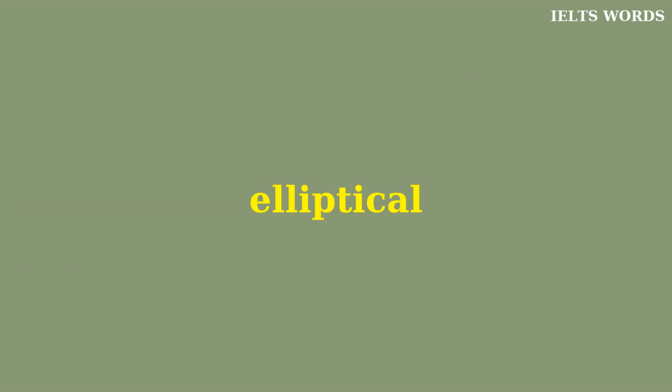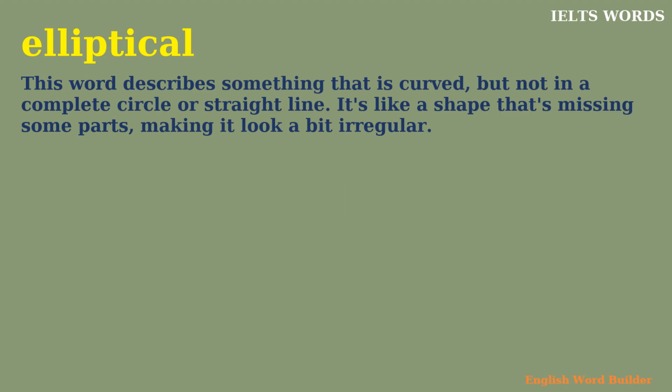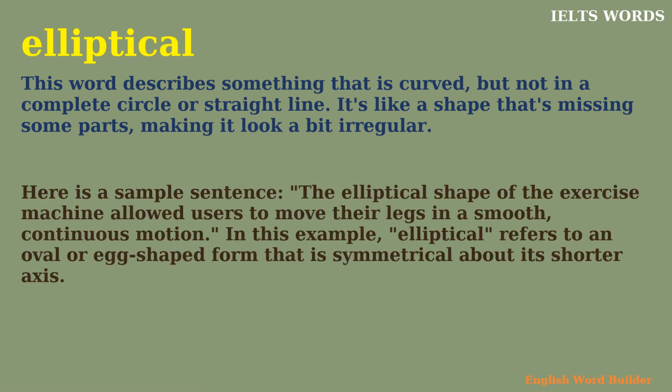Elliptical. This word describes something that is curved, but not in a complete circle or straight line. It's like a shape that's missing some parts, making it look a bit irregular. Here's a sample sentence. The elliptical shape of the exercise machine allowed users to move their legs in a smooth, continuous motion. In this example, elliptical refers to an oval or egg-shaped form that is symmetrical about its shorter axis.